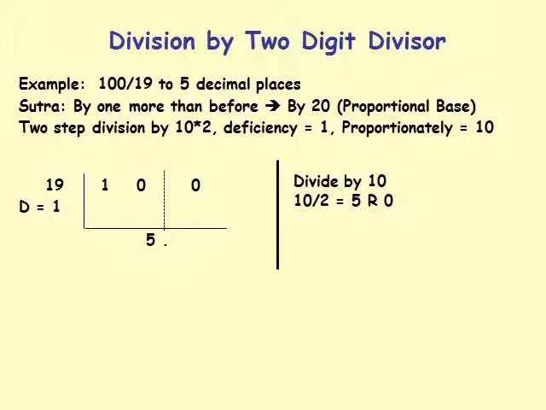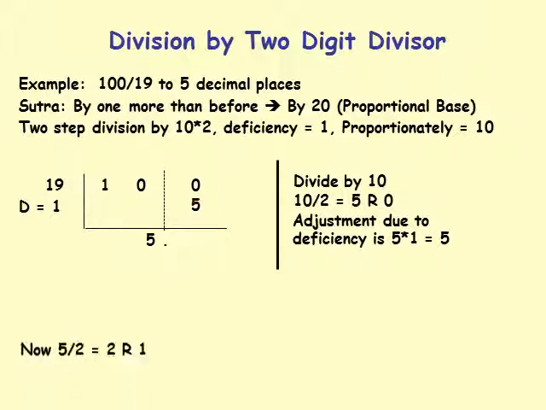Okay? And remainder is 0, so there is no adjustment for the remainder, but there is an adjustment for the deficiency. Let's continue here. Adjusted deficiency is 5 times the deficiency 1, 5 times 1 is 5. We are going to add 5 to the next dividend digit. That's my deficiency adjustment. So I get 0 plus 5 is 5 now. I'm going to divide 5 by 2. 2 is my second division. And when I divide 5 by 2, I get 2, remainder 1.